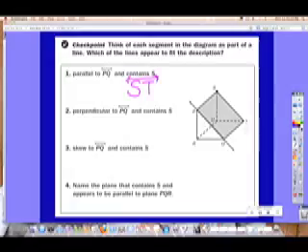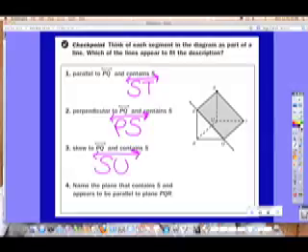All right, skew to PQ and contains S. What did you put for this one? SU. Nice. All right, last one. Name the plane that contains S and appears to be parallel to plane PQR. What did you put? SUT. And don't forget to put plane in front of it. Plane SUT. Guys, how many of you wrote the word plane in front of it? How many of you are confident with stuff like that? Are you okay going from a picture, going backwards?